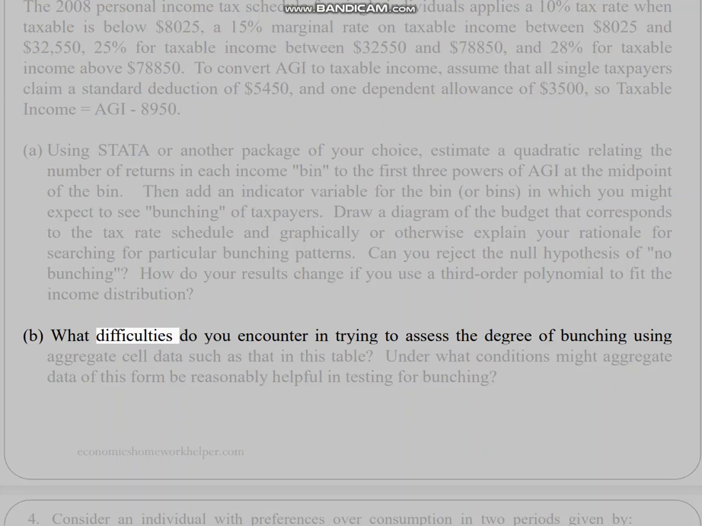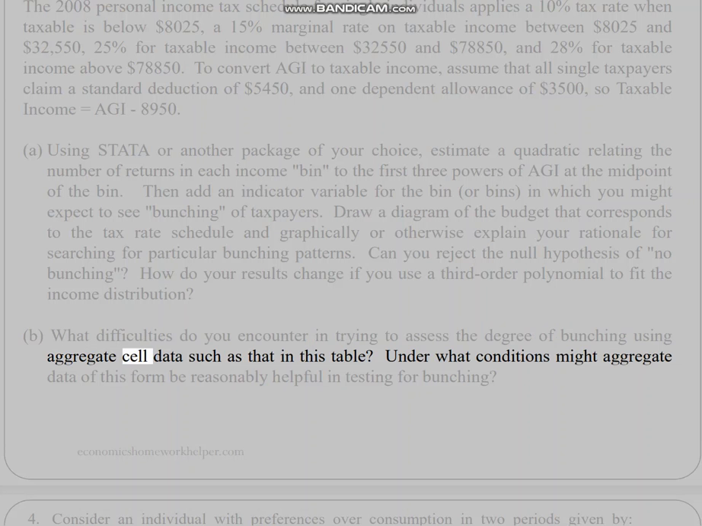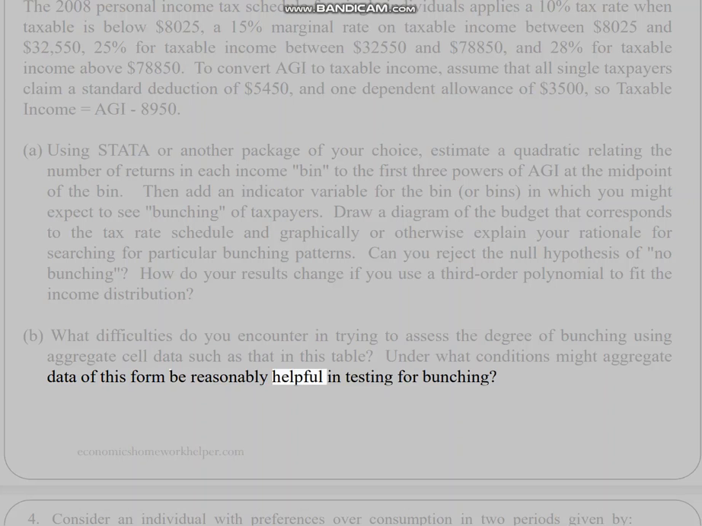B. What difficulties do you encounter in trying to assess the degree of bunching using aggregate cell data such as that in this table? Under what conditions might aggregate data of this form be reasonably helpful in testing for bunching?